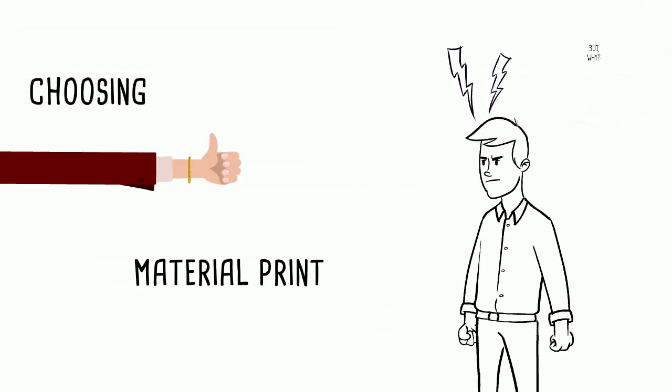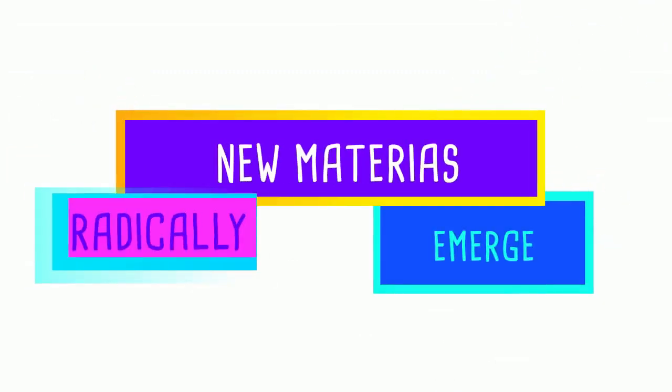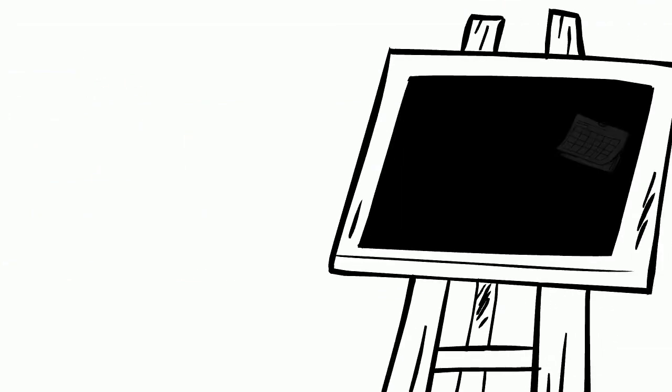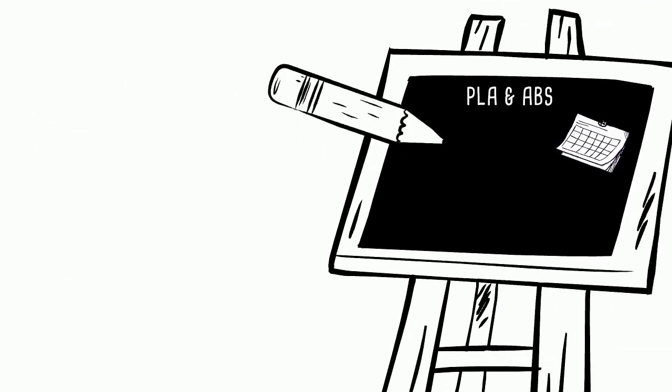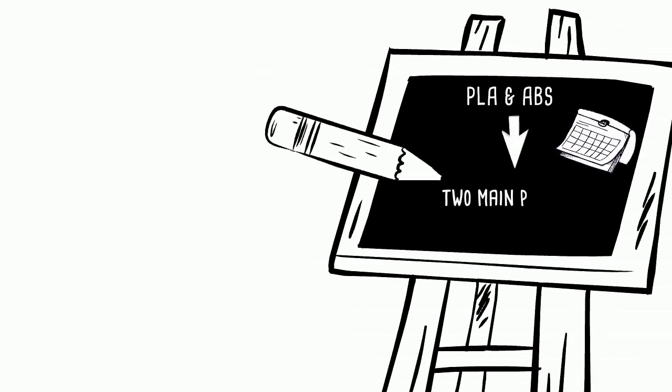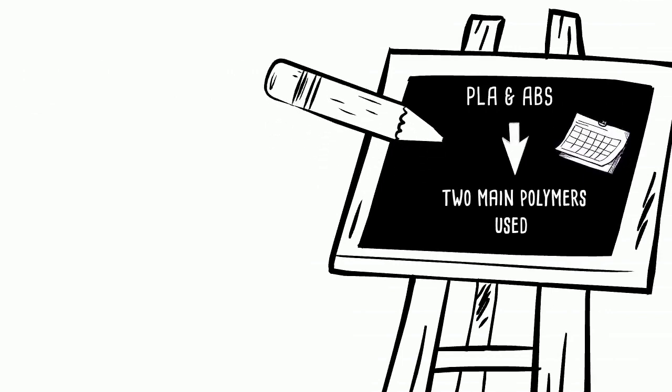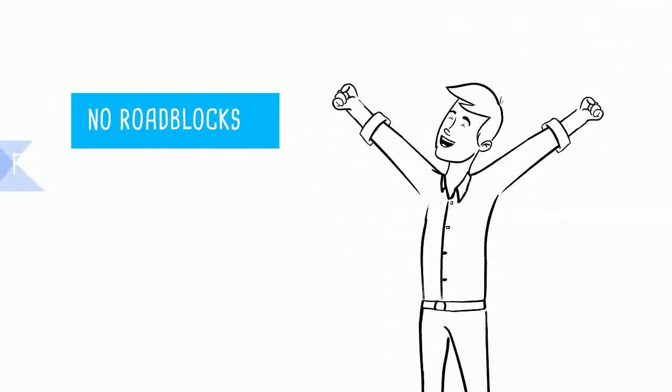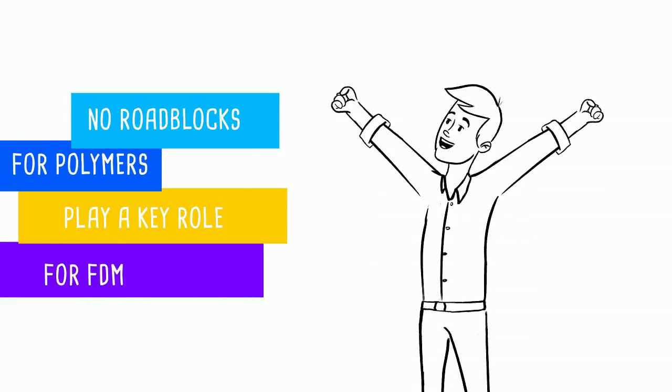Choosing the right type of material to print a given object is becoming increasingly difficult as radically new materials emerge. Historically in FDM 3D printing, PLA and ABS have been the two main polymers used, but there should not be any major roadblocks for other polymers to play a key role in the future of FDM.